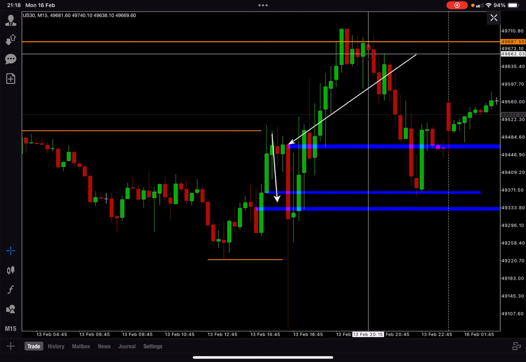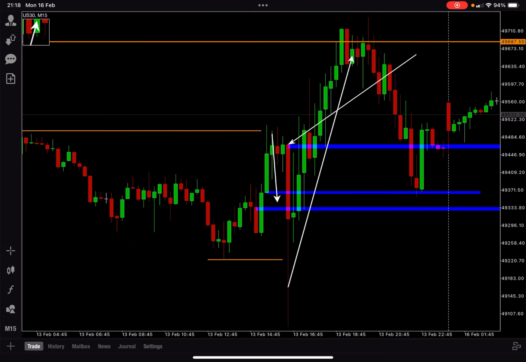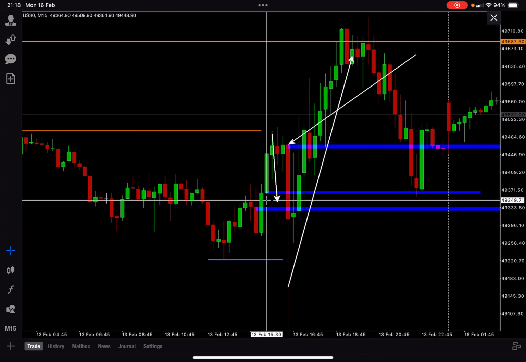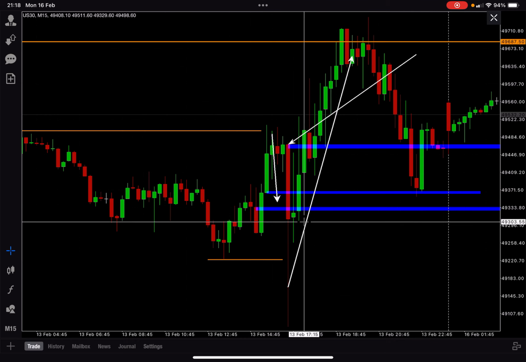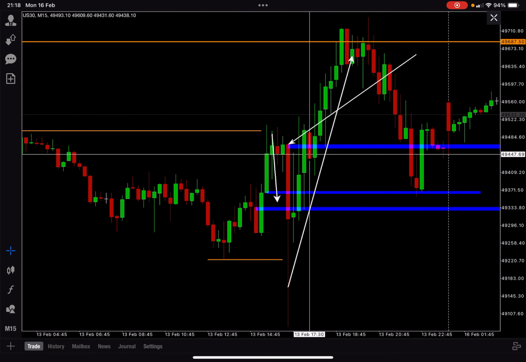You wouldn't worry about this one here. So overall, something like that. This downwards move, you'd manage your trades by here. This upwards move, you'd manage your trades by here and take partial profits around there.